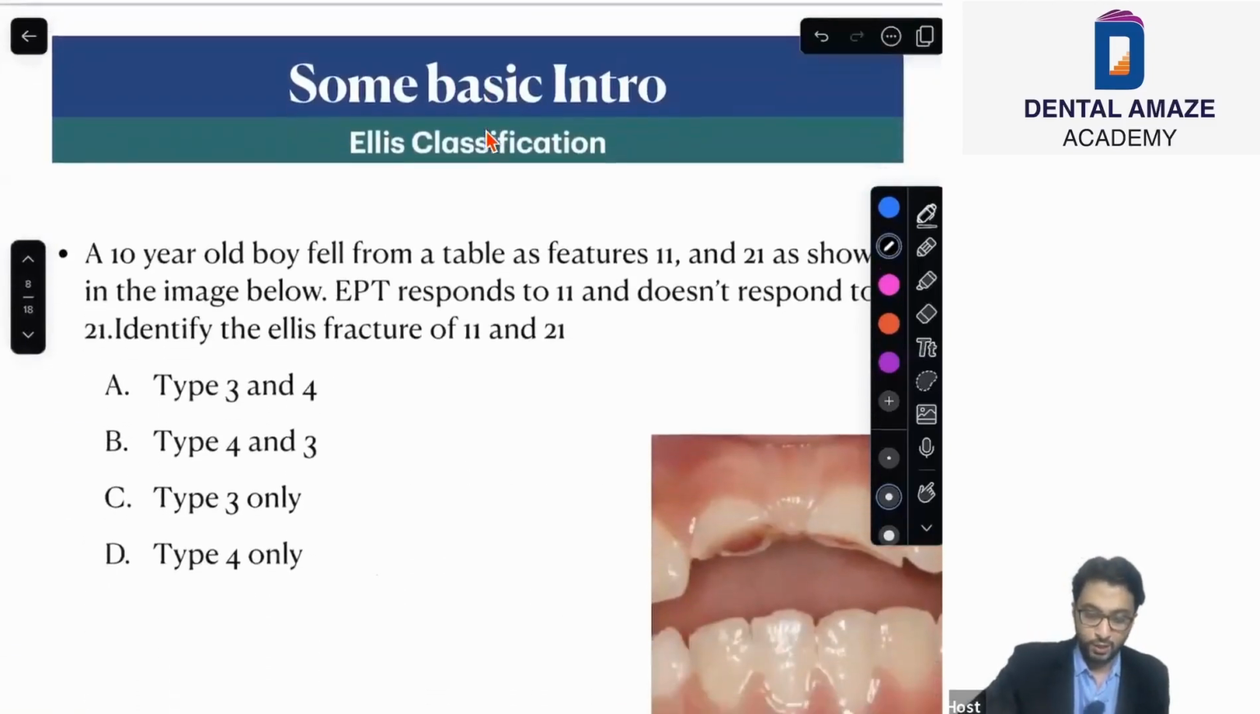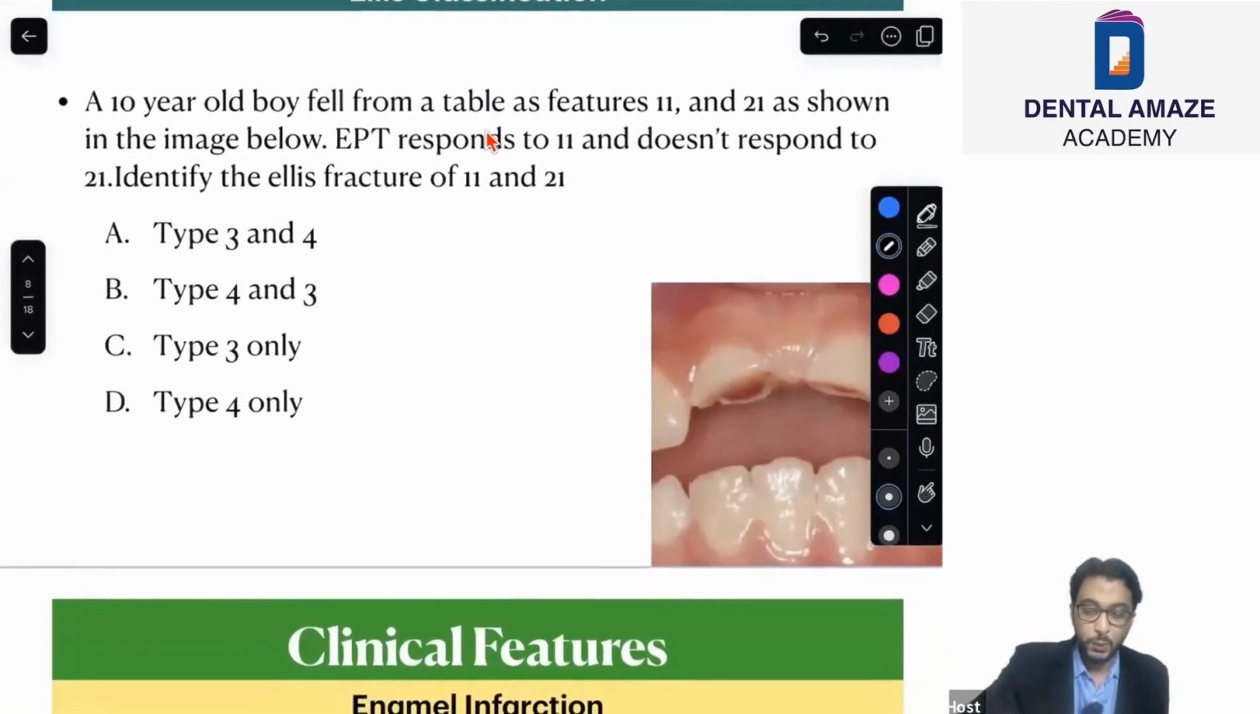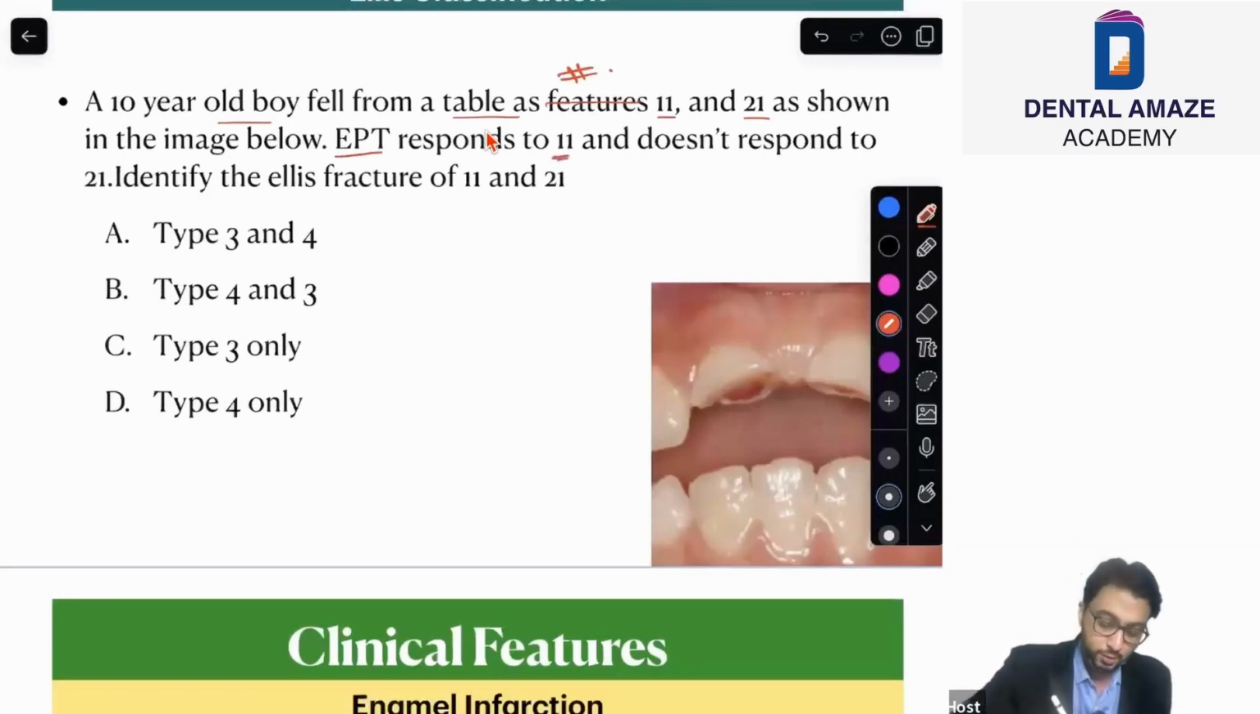One question for you all to answer. Tell me this. So read it. A 10-year-old boy fell from a table, and it is fractures, not features. Fractures 1|1 and 2|1, as you can see shown in the image below. EPT, what is EPT? Electric pulp tester. It responds to 1|1 and doesn't respond to 2|1. Identify the class of fracture.